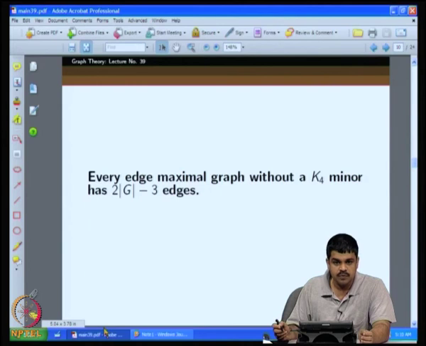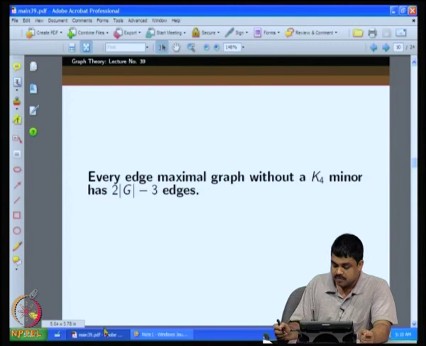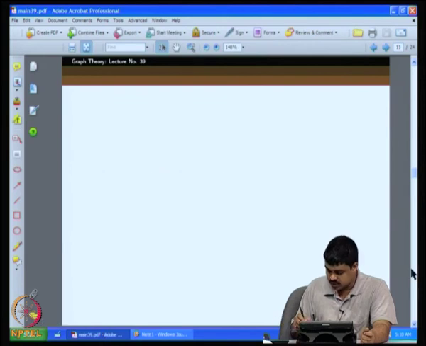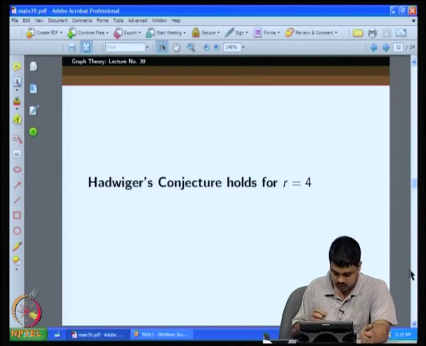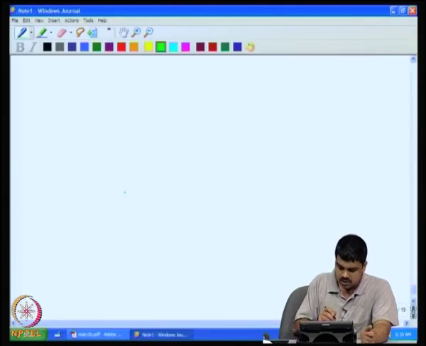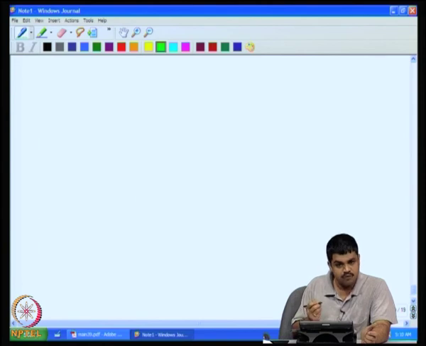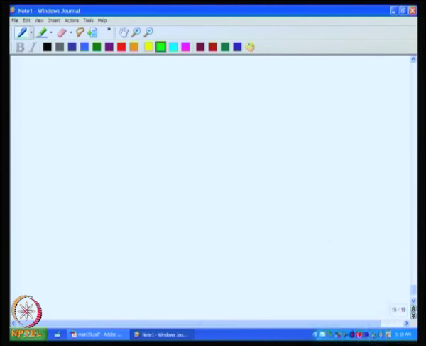If there is no K4 minor in the graph, then the maximum number of edges you can get in such a graph is 2n minus 3, where n is the number of vertices. So the point now is the Hadwiger conjecture will hold for the r equal to 4 case. Why is it so? Because I want to show that a K4 minor free graph can be colored using 3 colors. So what we do is we add edges and make it edge maximal, because if the edge maximal graph can be colored, of course the original graph also can be colored.